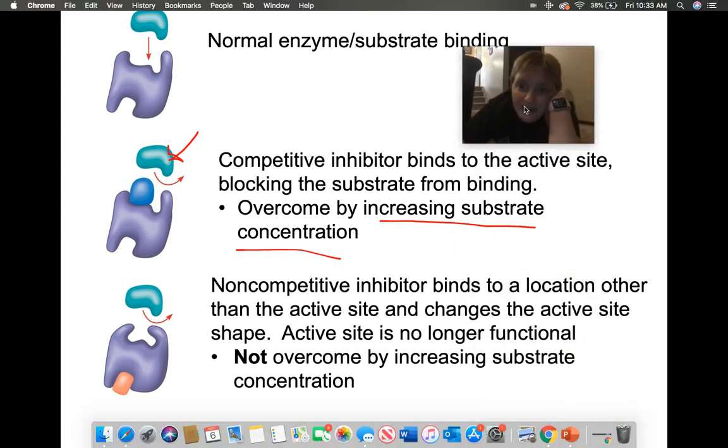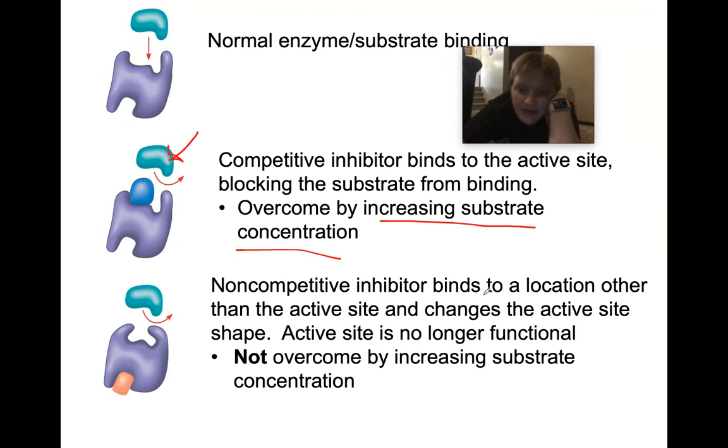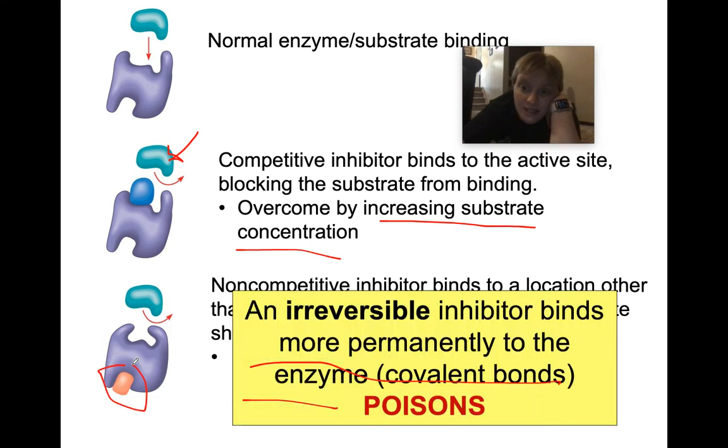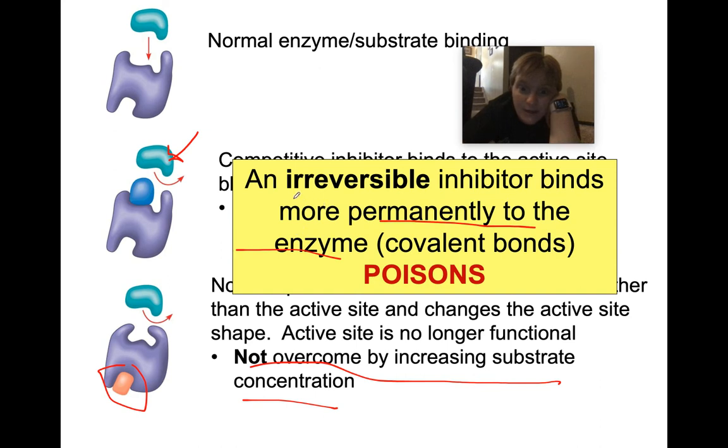Now, non-competitive inhibitors, that doesn't work because non-competitive inhibitors don't bind to the active site. So they just sit there. They bind to another location and the active site's just not functional. So this cannot be overcome by increasing substrate concentration. If this happens, there's really not a way to stop it except for getting rid of the inhibitor, which sometimes is possible. There are irreversible inhibitors that can permanently bind with covalent bonds.